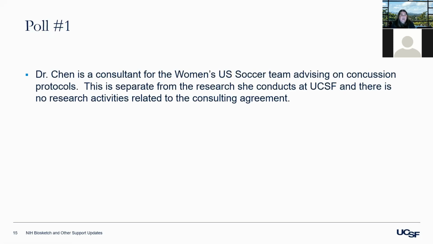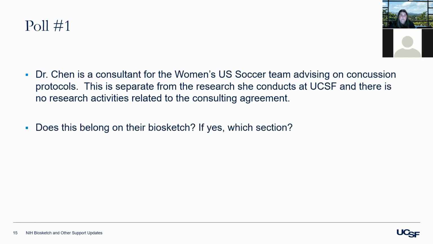So let's imagine Dr. Chen is a consultant for the women's U.S. soccer team advising on concussion protocols. This is separate from the research she conducts at UCSF. There's no research activities related to the consulting agreement. Does this belong on Dr. Chen's biosketch? If yes, which section of the biosketch should it go?